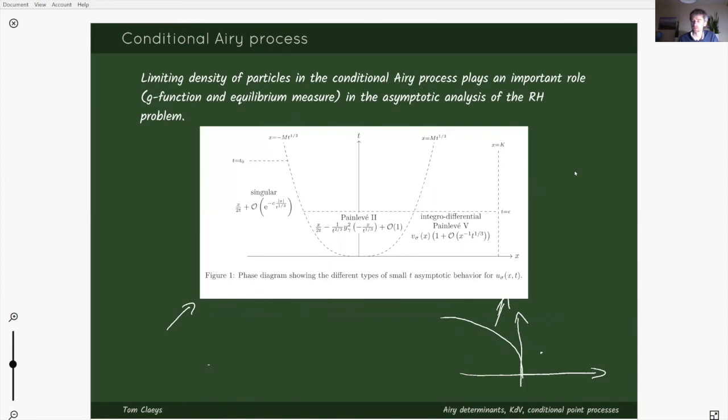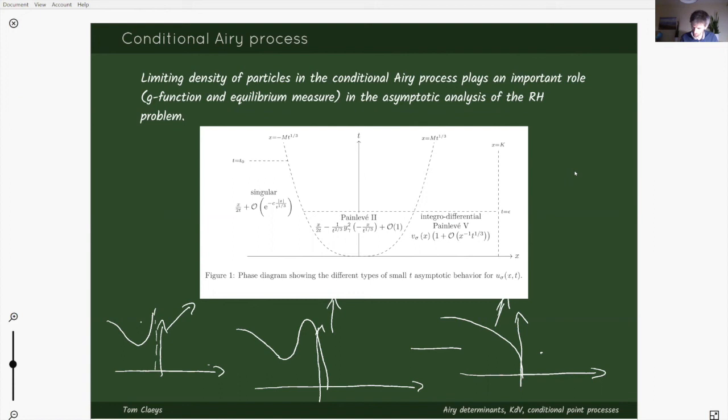What remains is configurations which typically look like something like this, which look like a hard edge density. And then in between here, you have something that interpolates between. You would have something like this, and then you would have a peak, but then it would turn into a soft edge again. So that's more or less the behavior. You go from the density of the unconditioned Airy point process, and then if x becomes smaller, this conditioning starts to have an effect. The position of my zero here is not very accurate, but you can think of it as pushing the eigenvalues, or the particles, to the left.